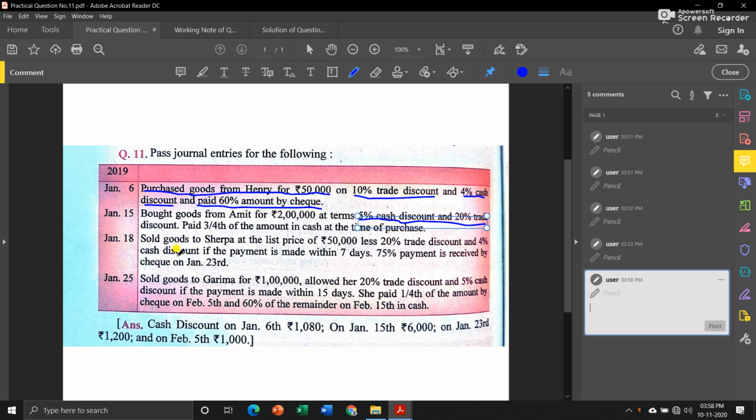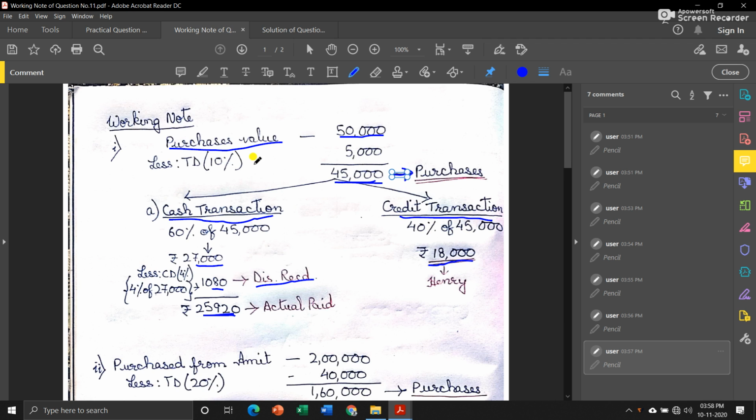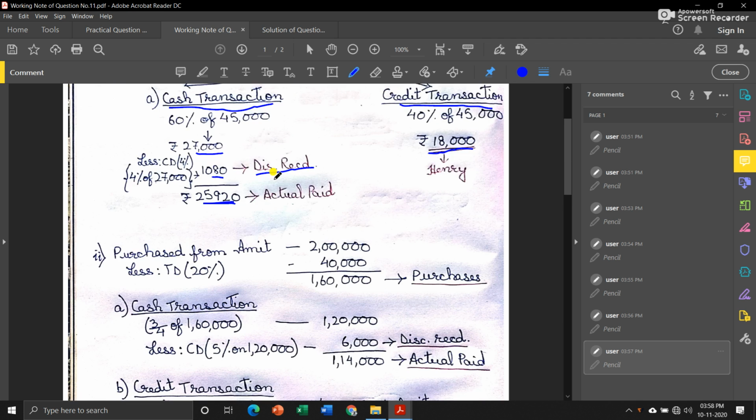Okay, now after the discount part, what they said is that 3/4 of the amount was paid in cash at the time of purchase. Earlier in the previous transaction we saw 60% of the amount was paid, but in this case they said that 3/4 of the amount was paid in cash at the time of purchase. So first we will see the working note. Purchase from Amit was 2 lakh rupees, then we will deduct trade discount 20%, that is 40,000, so we got total purchases of rupees 1,60,000.